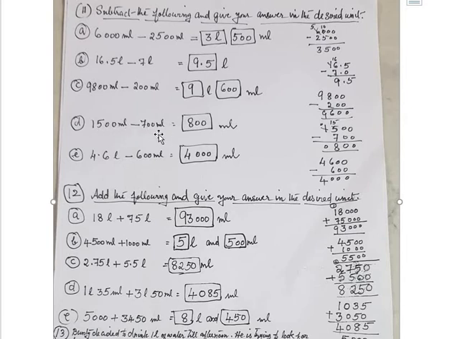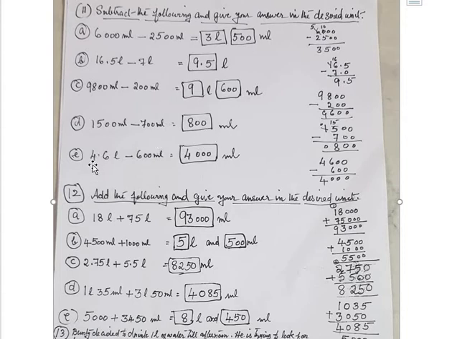1500 milliliter minus 700 milliliter equal to dash milliliter. Here direct milliliter only asking. So 1500 minus 700: 0, 0. From here borrow, make it 15. 15 minus 7 equal to 8, and this one becomes 0. So answer is 800 milliliter.